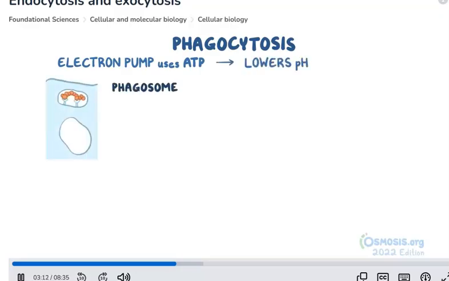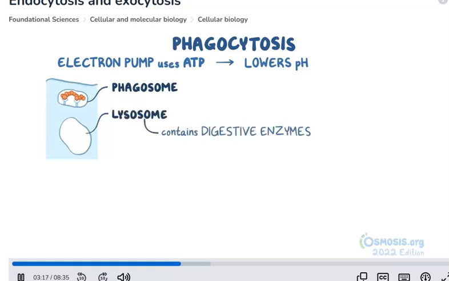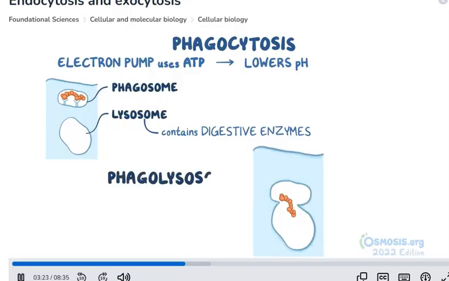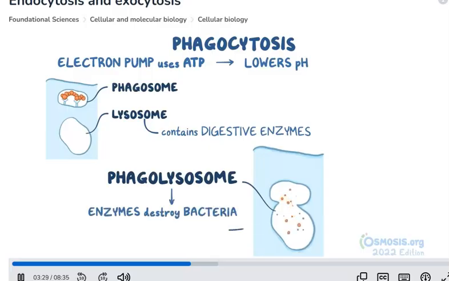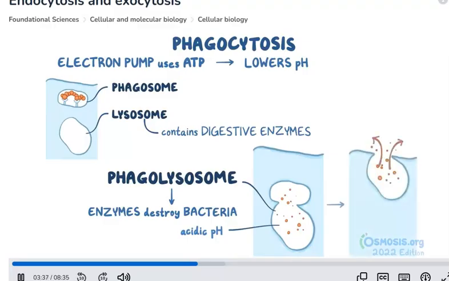In the cytoplasm, the phagosome encounters an organelle called a lysosome, which contains digestive enzymes. The lysosome and the phagosome fuse together, merging their contents, forming a structure known as the phagolysosome. Inside the phagolysosome, lysosomal enzymes start destroying the bacteria with the help of an acidic pH. After it's all over, the lysosome heads over to the cell membrane to expel the leftovers out into the extracellular space, like a cellular burp.